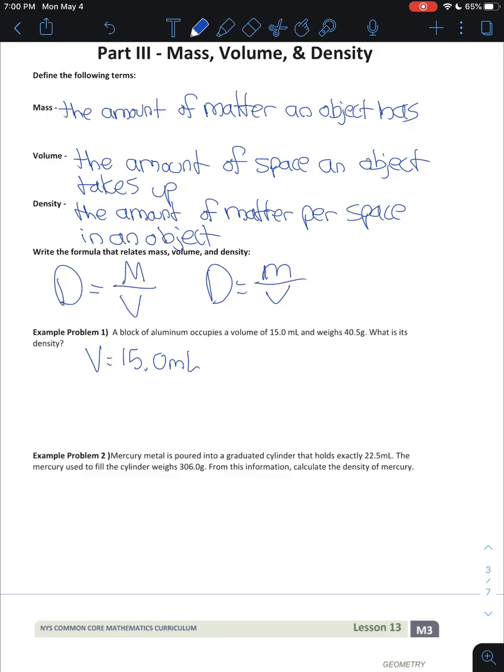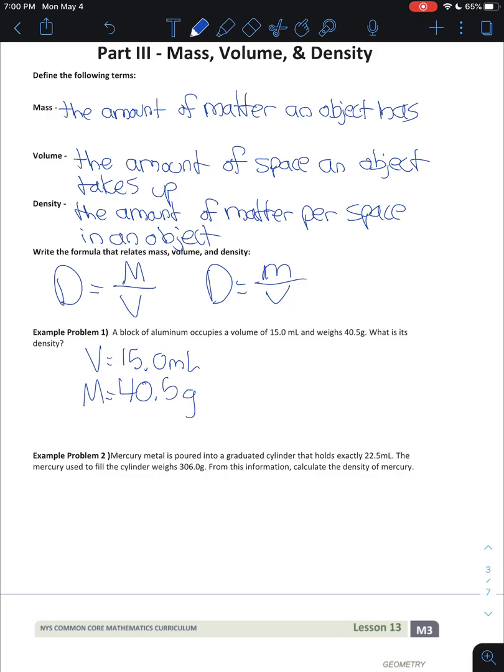And it weighs 40.5 grams. Again, grams is in the metric system, so instead of pounds and whatnot, we're using grams, kilograms, and things like that. So that relates to how heavy it is, which relates to the mass. So our mass is 40.5 grams. And our question is, what is the density?